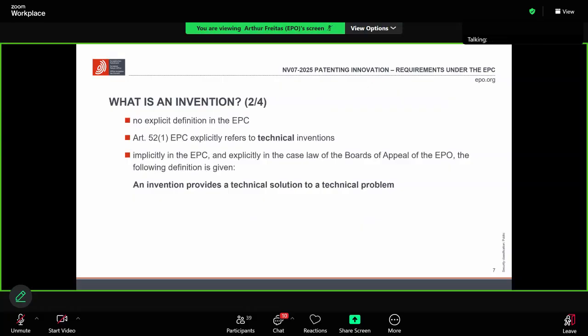So now back to Article 52.1. The EPC doesn't really say what an invention is, there's no explicit definition of the invention, but it says it needs to be something technical. Remember, fields of technology. Case law is also quite explicit when it says that an invention should provide a technical solution to a technical problem.